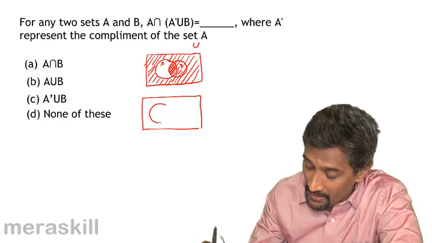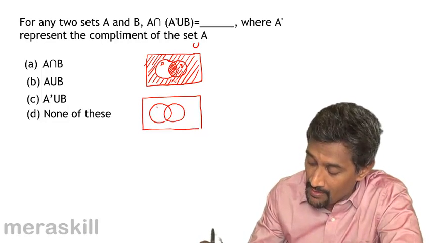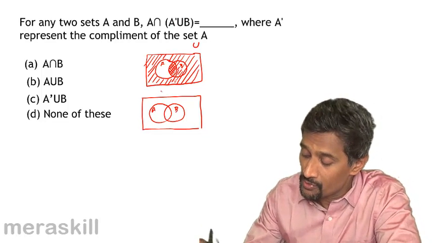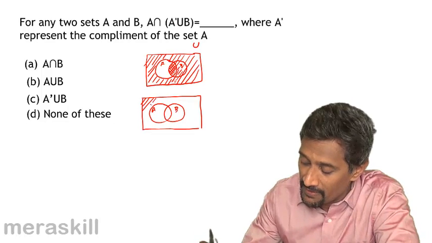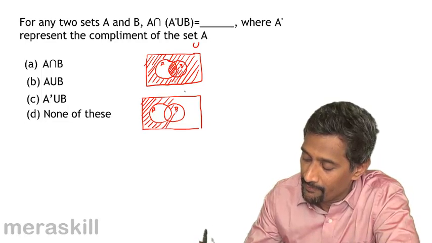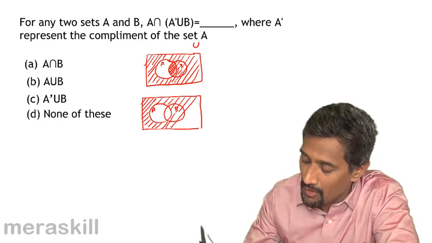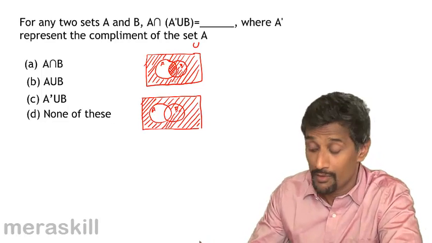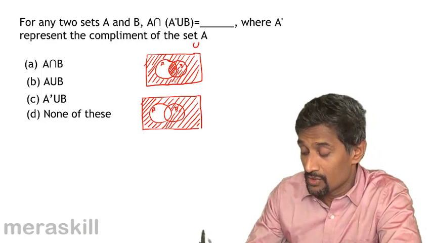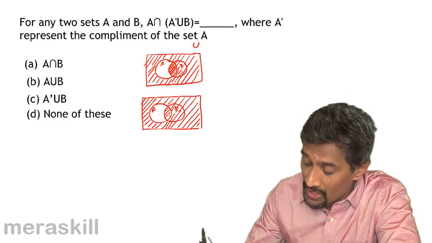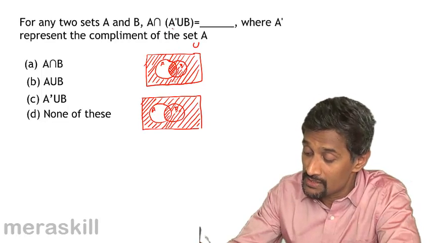We have A, we have B. First let's see what A dash itself is. A dash is just this part, everything in the universal set outside A. Unite this with B. This already covers B, and along with that, even this is part of B. So if you unite this with B, it's also this. That's taken care of.